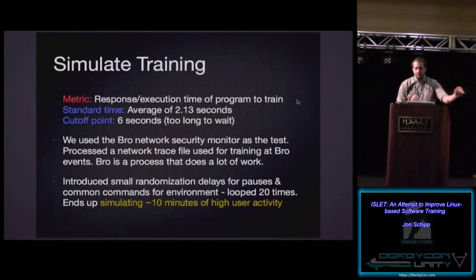So we said, at what point, on a specific machine with specific system requirements, are we able to actually say that this is a cutoff point? This is a point where you need to add more hardware to do more processing because Bro is taking longer than that 6 seconds. And we did this by simulating 10 minutes of user activity, with a loop of shell scripts that looped 20 times, totaling roughly 10 minutes of user activity.